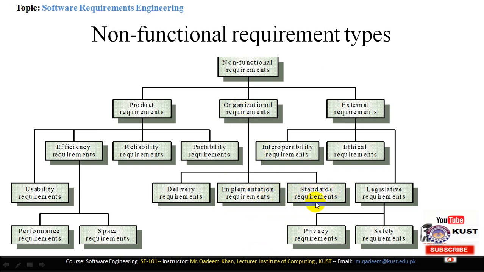Similarly, we have the standard requirements. Standard requirements means ISO, IEEE, CMMI standards. Good software has standards. If we are lacking the standards, we cannot sell it in the international market. So, standard requirements include the standards which we will follow for the development. It includes the IEEE, CMMI, or ISO standards.